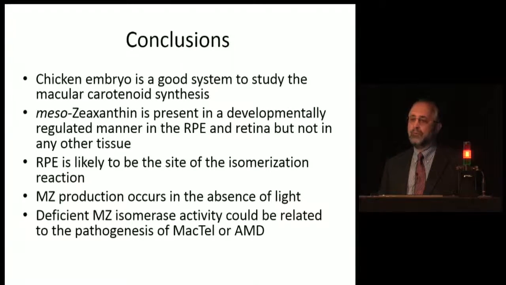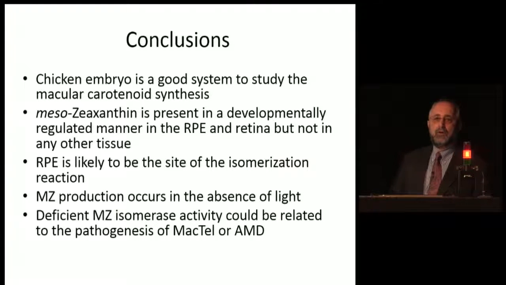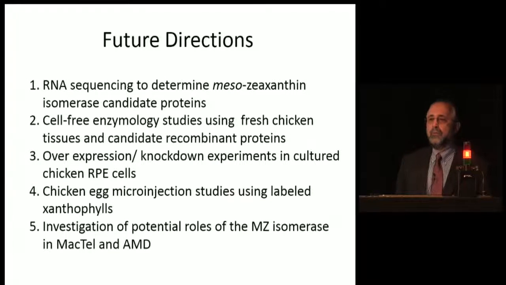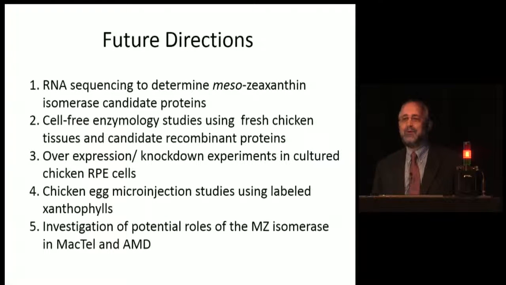And we also need to explore whether mesozeaxanthin isomerase activity could be related, deficiencies of this could be related to the pathogenesis of MACTEL and AMD. So in terms of my grade, I'm doing well, but I think I get an incomplete, okay? We still don't know what the isomerization is.